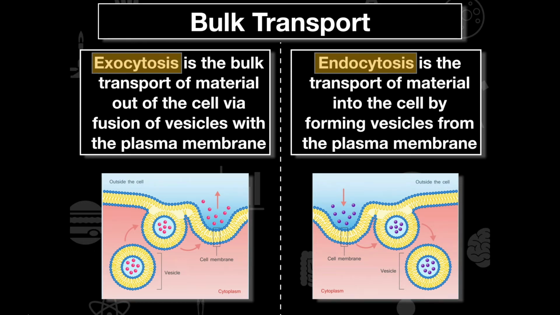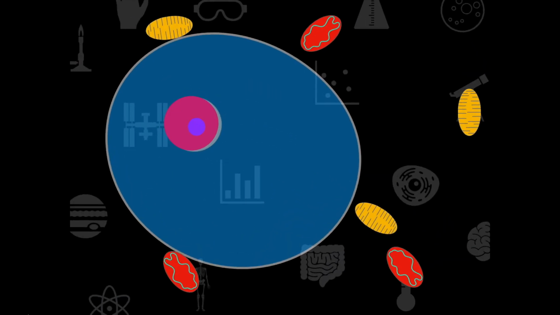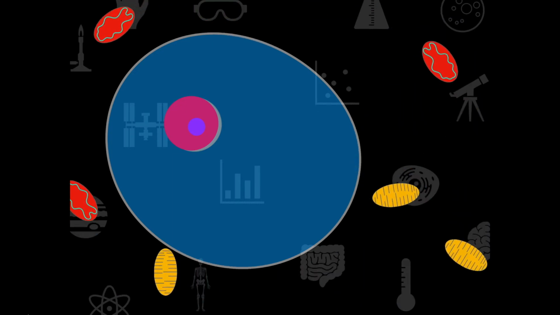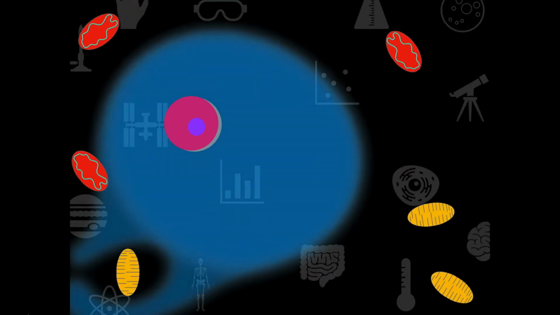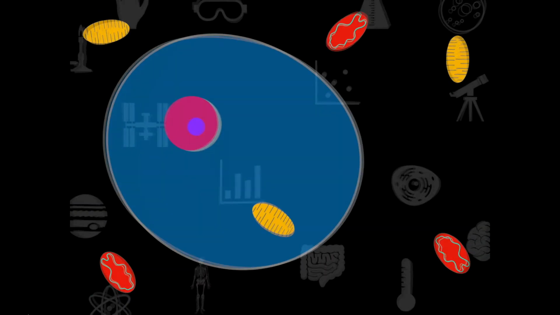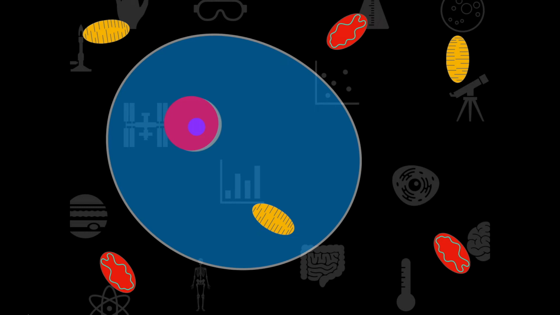So let's go through and look at these in a little more detail. When we were talking about the endosymbiont theory, well, this was a perfect example of endocytosis, or phagocytosis, in which the endosymbiont, or the mitochondria, which was a bacteria, was engulfed and consumed by a larger cell.